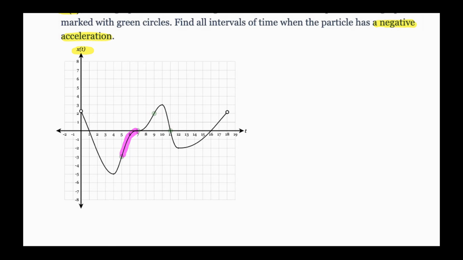Okay. And then from green dot to green dot, that's holding water. That's not what I want. And then the next two green dots, that's spilling water. That's what I want, so I'm going to highlight that as well. And then the last part is concave up. That's not what I want. So negative acceleration is this here. So we're going to put the intervals. It looks like it's from 5 to 7 or from 9 to 11.